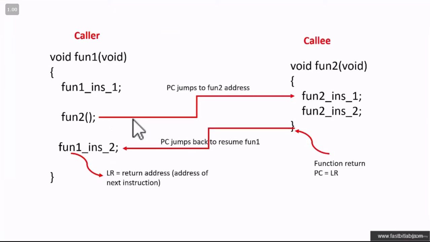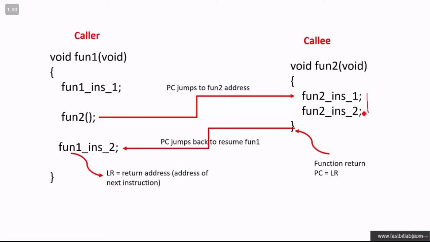Let me explain the use of the link register, that is LR. Let's take the case of function 1 and function 2. Function 1 calls function 2 in this case, and function 1 is called the caller and function 2 is called the callee. Here, this is the place where function 1 calls function 2. In terms of assembly language, it is a jump to another address. That's why PC is loaded with the address of function 2. That's how execution goes to function 2. At the same time, LR is loaded with the address of the next instruction. That's how the processor maintains the return address. PC is loaded with the new address, LR is loaded with the return address.